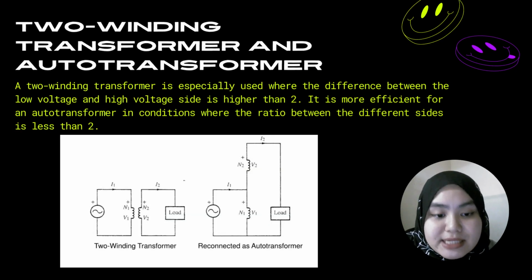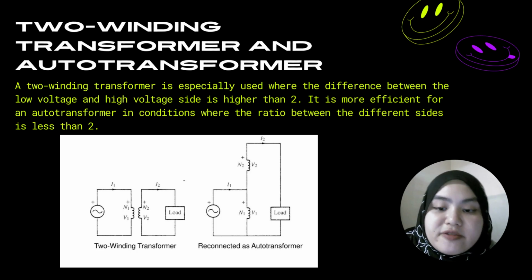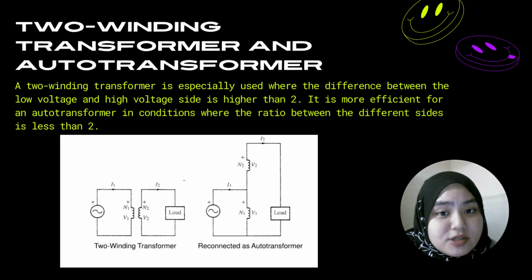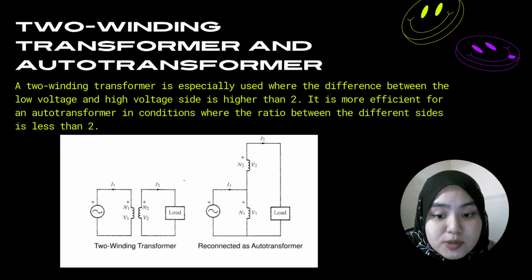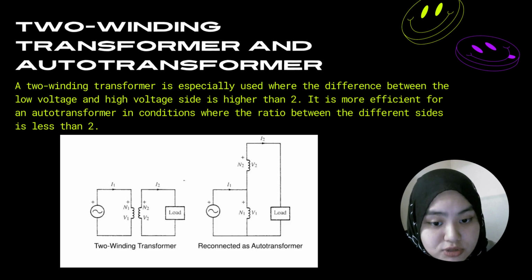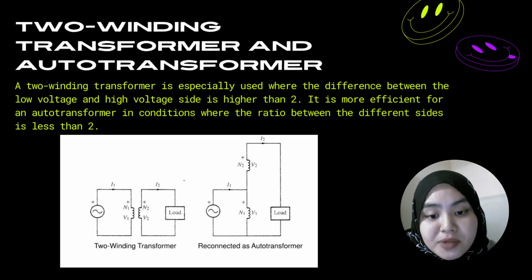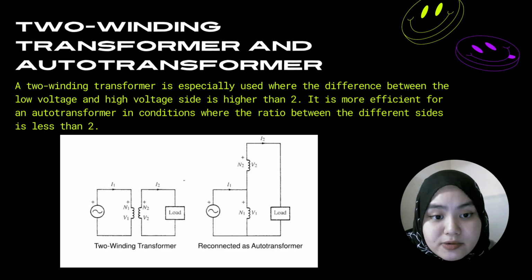Lastly, we're going to talk about the transformer types based on winding arrangement. There are two of them: the two-winding transformer and the most popular one, the auto transformer. The two-winding transformer is especially used where the ratio between low voltage and high voltage is higher than 2. When the ratio between the two sides is less than 2, it is more efficient to use an auto transformer. As the picture on the slide shows, in the auto transformer the primary and the secondary coil are connected in series.